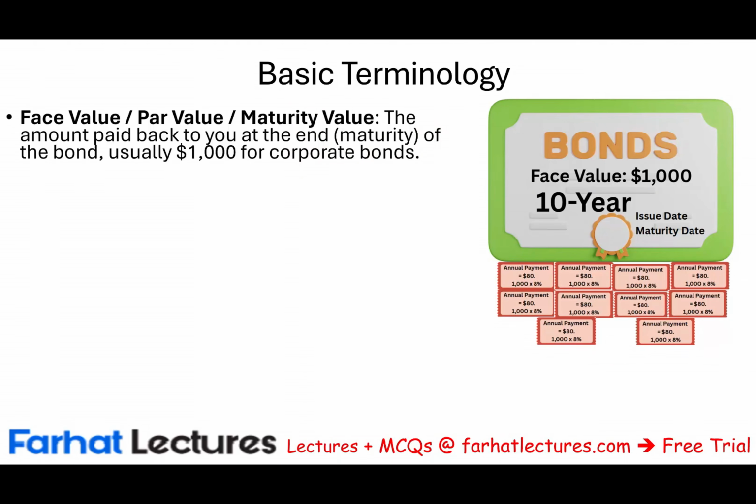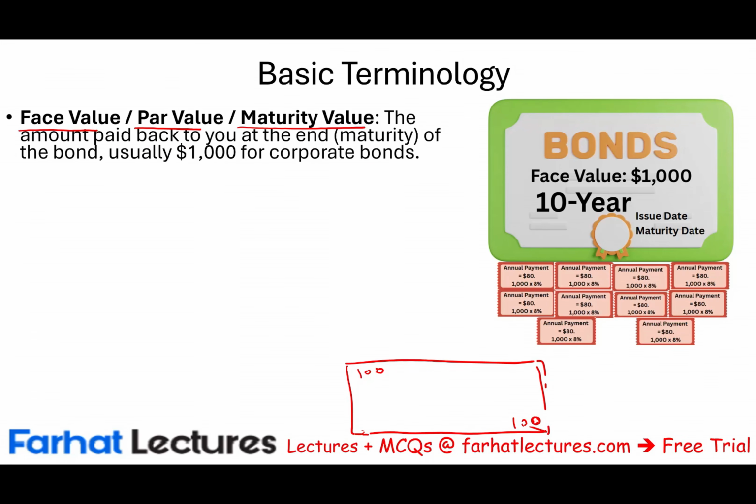Starting with the basic terminology. First, we have to understand every bond comes with a face value, par value, or maturity value. Those three terms are the same. Now, I'm going to give you the easiest explanation for this. Think about you're looking at $100. On the $100 you have, it's printed there $100.